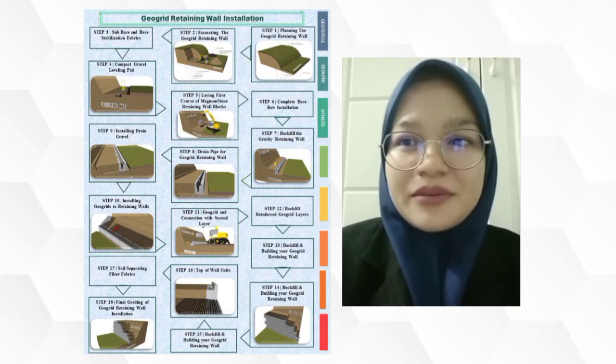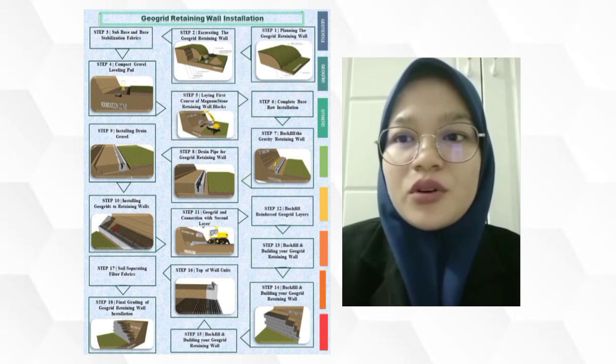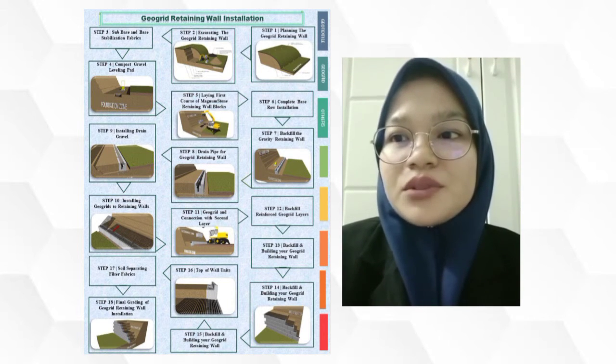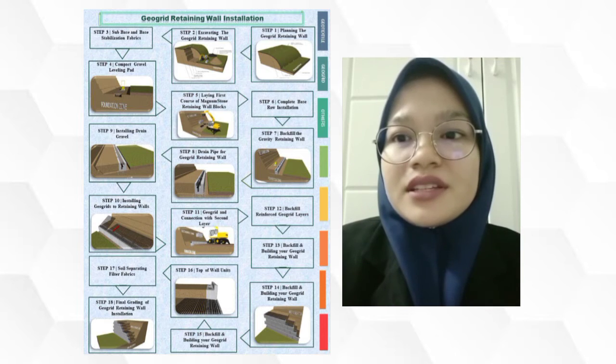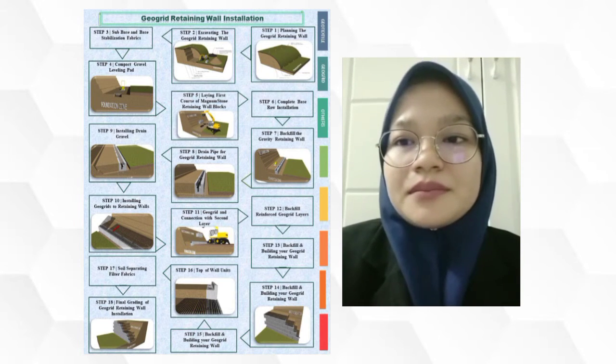Step 8. Drain pipe for geogrid retaining wall. A fabric wrap for perforated drain pipe should have adequate slope to drain water in the right direction toward its drain pipe outlet. Perforated drain pipe laid in the horizontal course can use a sock wrap system to help prevent fines from migrating into the pipe.